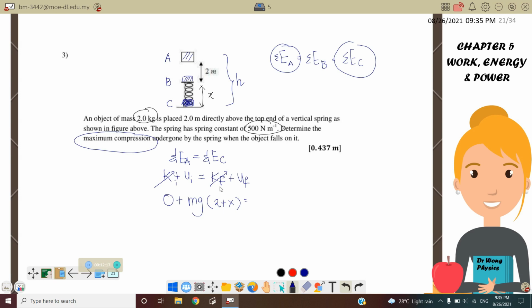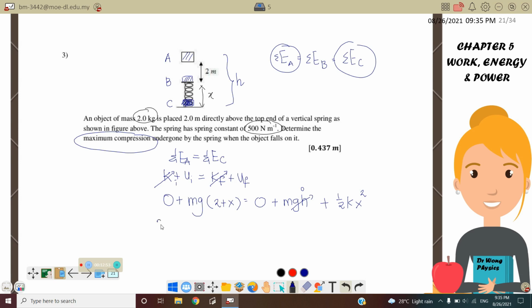Cannot move anymore, already compressed until cannot move, already maximum. Cannot go any further. So kinetic energy also equals to 0. And at that moment, our mgh also equals to 0 because it has almost reached the ground. And we have half kx squared because we have elastic potential energy. We don't have the gravitational potential energy, but we have the elastic potential energy.